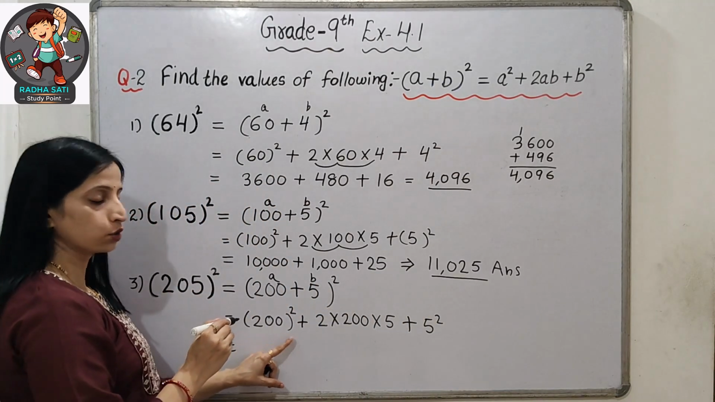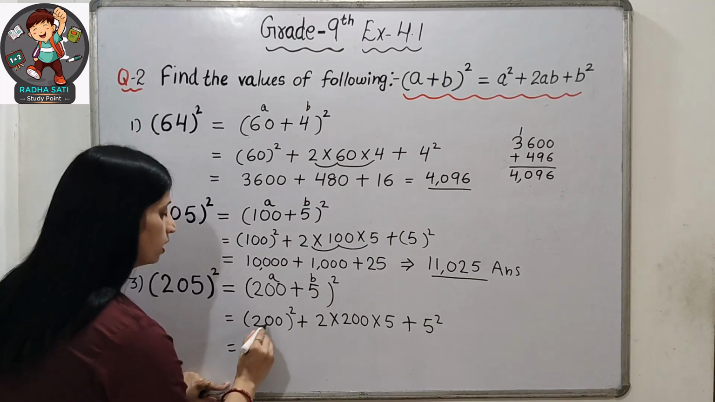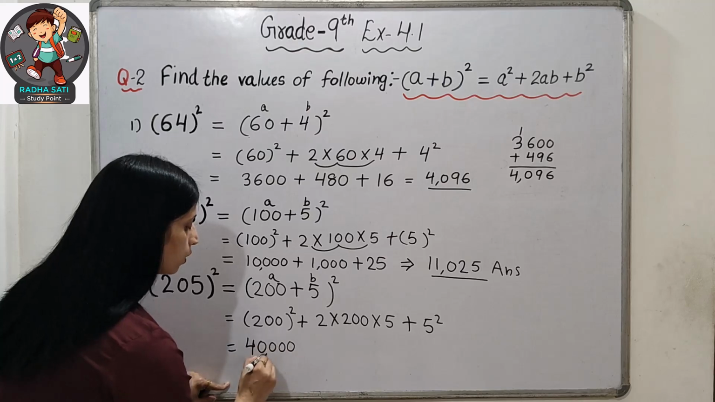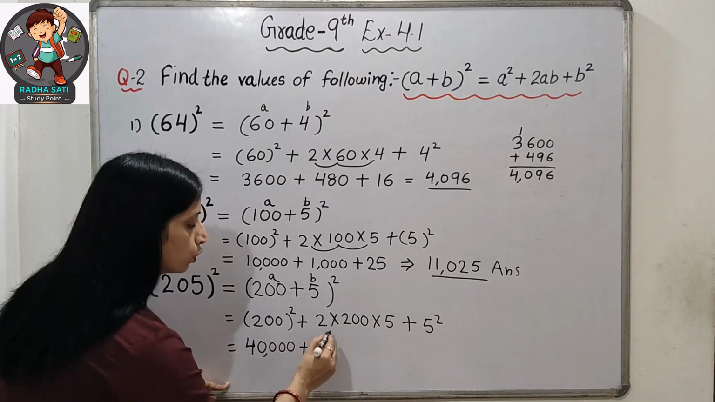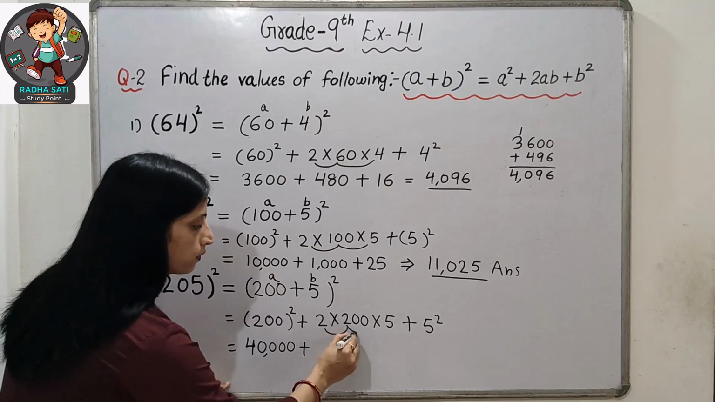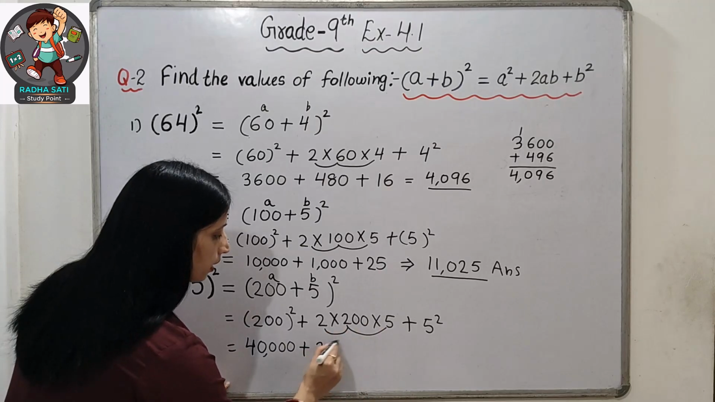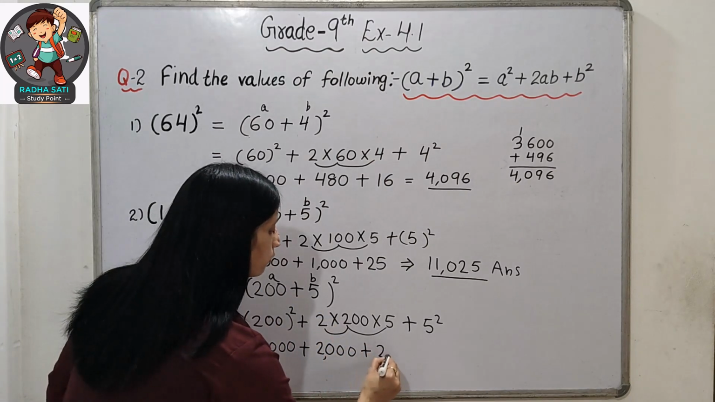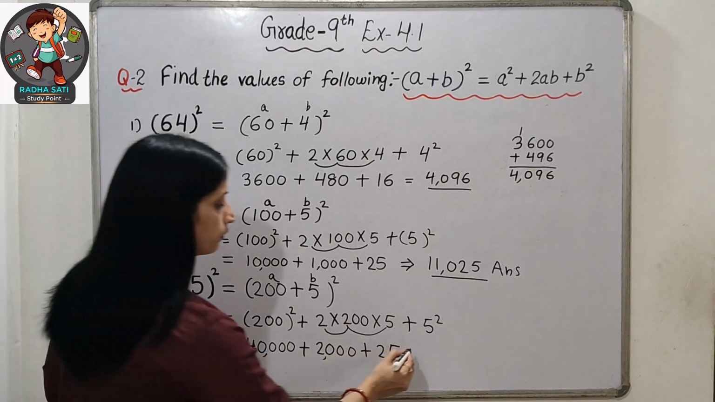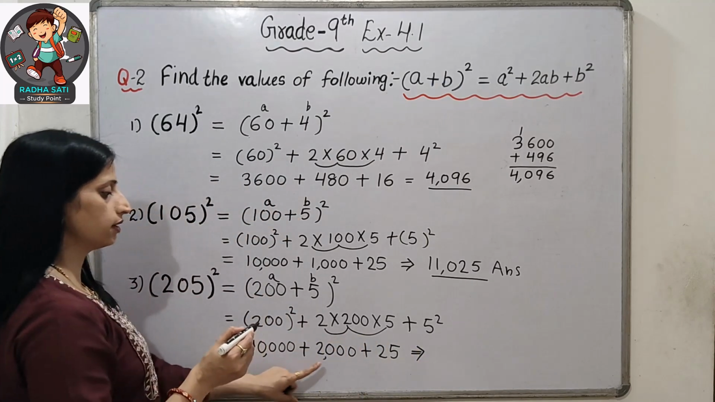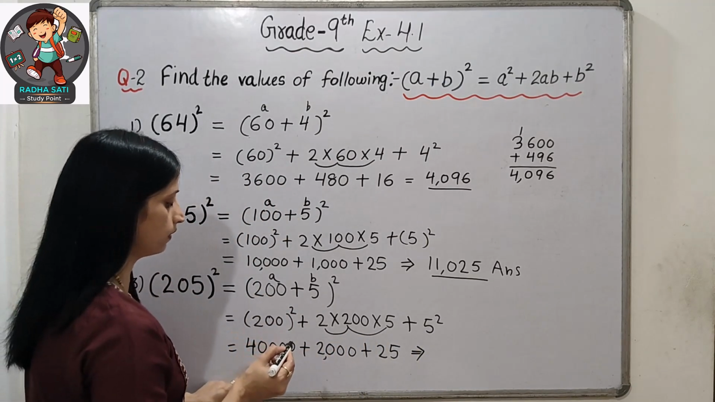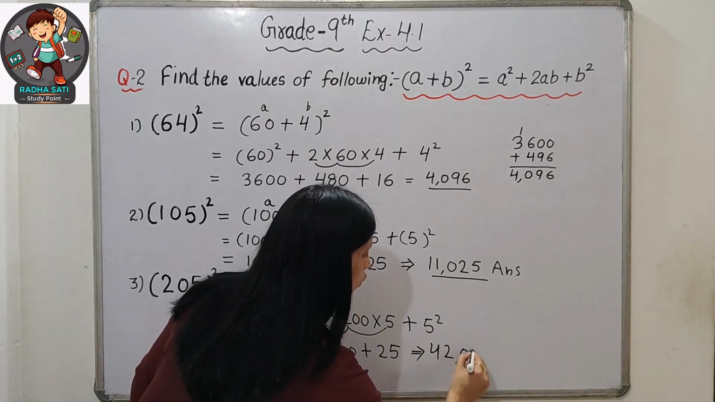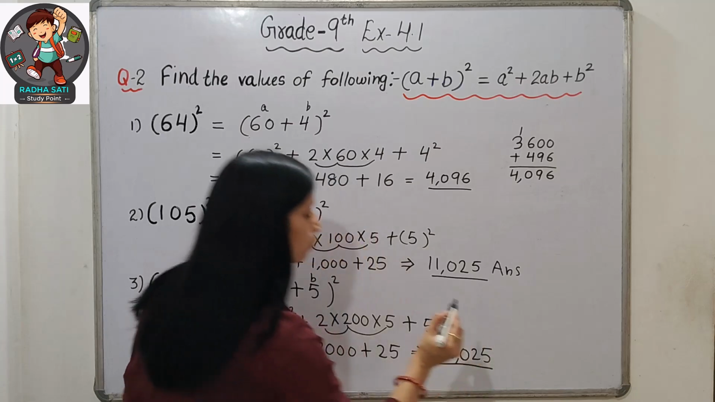Now 200 square. 2 square is 4. And how many zeros? 2 zeros. So in the square how many zeros will come? 4 zeros. So it will be 40,000 plus 2 2s are 4, 4 5s are 20. So 20 and then 2 zeros, that means 2000, and 5 square is 25. So after adding, what we will get? 40,000 plus 2,000 is 42,000 plus 25. So 42,025 will be our answer of this question.